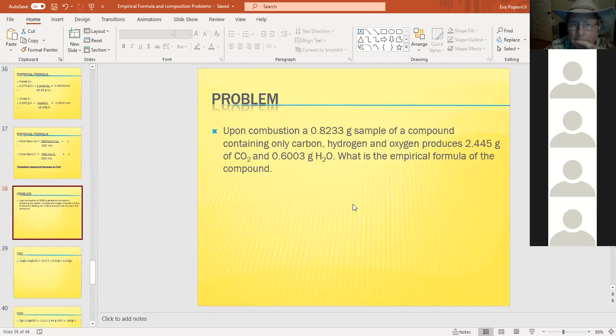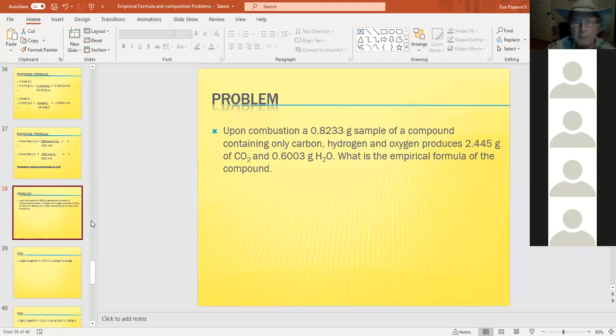Okay, hard problem because you got to think about this. This is the last problem I'm going to work for you guys. I've got a compound that consists only of carbon, hydrogen, and oxygen. When I combust that compound, I make 2.445 grams of carbon dioxide, and I make 0.6003 grams of water. What is the empirical formula?